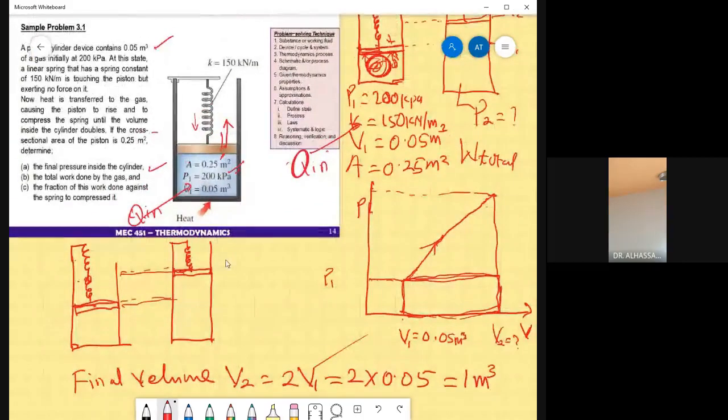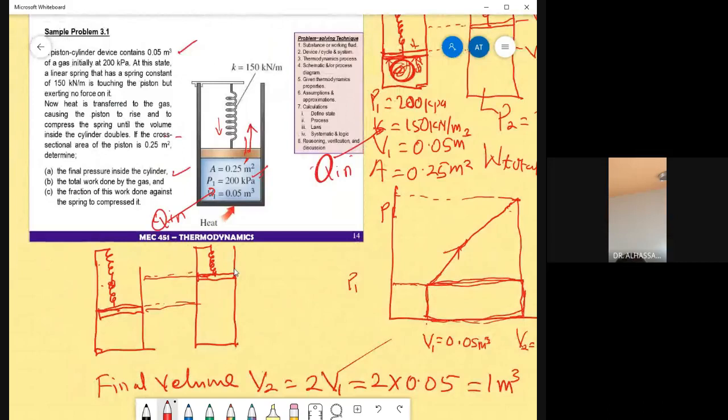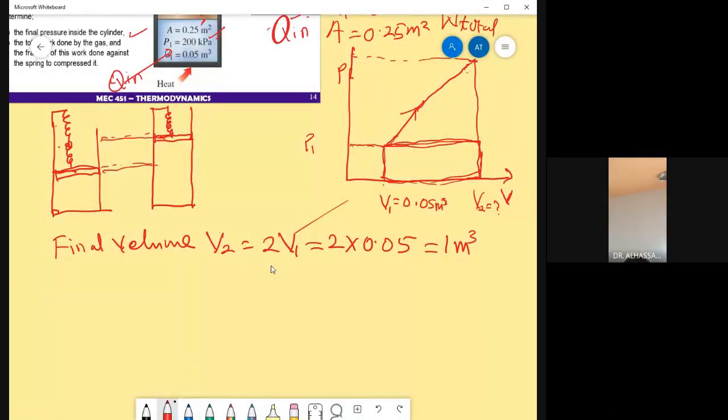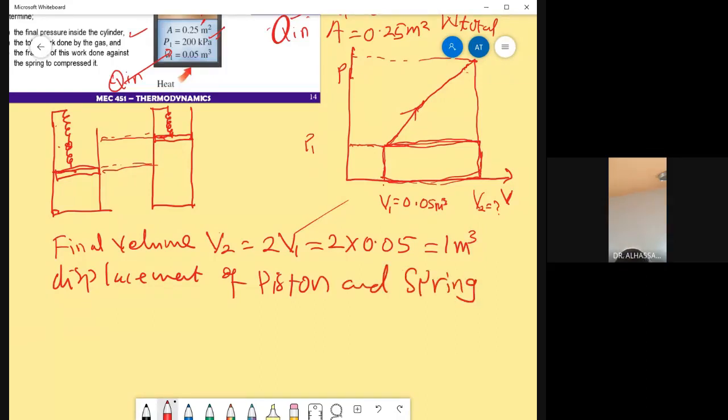If you look through the question again, we are told that at this stage, heat is transferred to the gas, causing the piston to rise and then compress the spring until the volume inside the cylinder doubles. It means the final volume of the cylinder equals 2 times the initial volume. Now the displacement of the piston, and both piston and spring, is given by: initial volume, let's say this is V1, final volume, this is V2.